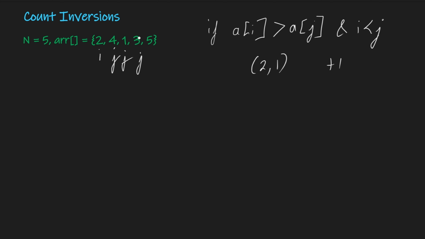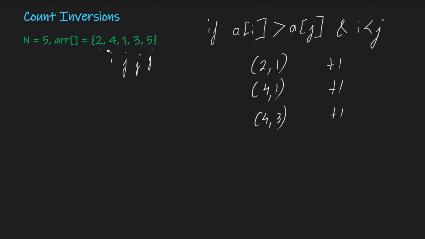Now we go to the next position. Here it is not greater than a of j. Then we go to the next position. 2 is not greater than 5. Then we are going to move i to the next position. Now i comes here and j is here. 4 is greater than 1. Then this is a pair. 4 comma 1 is also a count inversion. Then j comes to this. Now 4 is greater than 3. Yes. Then 4 comma 3 is also an inversion pair. Count increases. Now 4 comma 5, this is not a pair because 4 is not greater than 5.